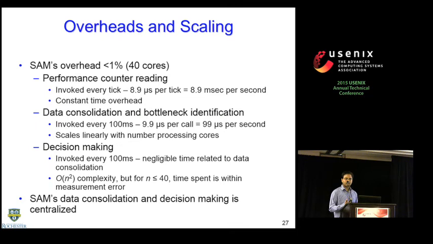The third part of SAM, the decision-making logic that actually moves tasks around based on the different bottlenecks that we've observed, is O(n) squared with the number of processors, but for our implementation, it takes negligible time. SAM's implementation is centralized because the O(n) squared complexity does not dominate. If it does for a much higher number of processing cores, we would have to make it distributed, and that's a part of future work.